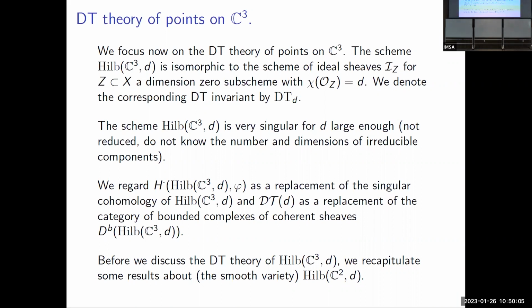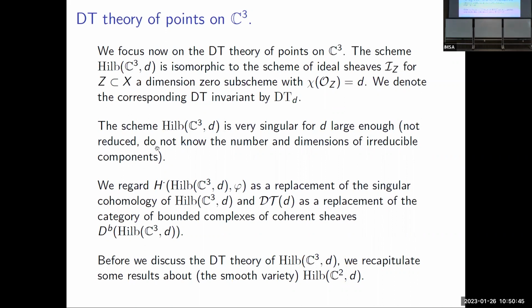Okay, so what happens here? The relevant space is the Hilbert scheme of D points on C3. This can be regarded either as quotients or as ideal sheaves on C3. This X should be C3. We denote the corresponding DT invariant by DT_D. As usual in these Calabi-Yau geometries, the relevant moduli space is very singular for D large enough. It is not reduced. We do not know the number and dimensions of irreducible components.